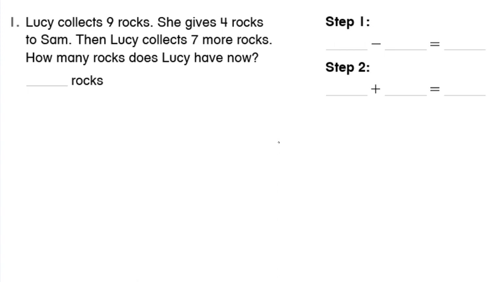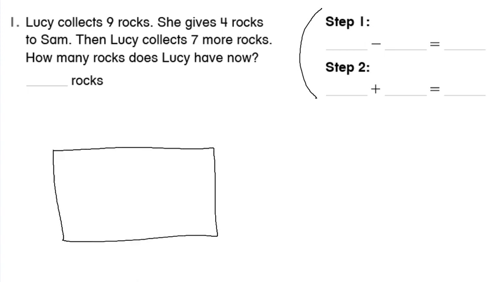So number 1, Lucy collects 9 rocks. She gives 4 rocks to Sam, then Lucy collects 7 more rocks. How many rocks does Lucy have now? This is a 2-step problem, as you can see over here. So Lucy collects some rocks, and I'm going to use a rectangle because I'm going to turn this into a bar diagram. And from here all the way to here is 9.